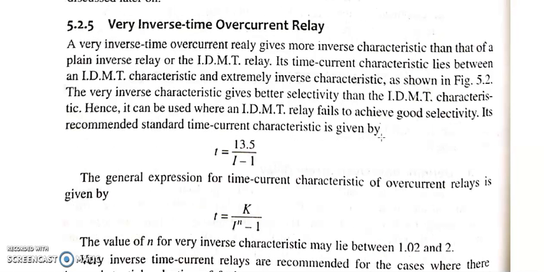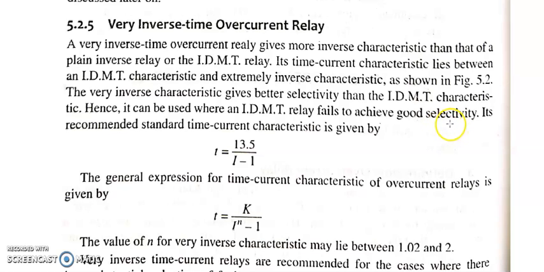Next one is very inverse time overcurrent relay. Again here the name is indicating it is nothing but a normal inverse time overcurrent relay, but it has got very intense characteristics compared to your normal inverse relay or your IDMT relay. So its time characteristic lies in between that of IDMT as well as extremely inverse characteristic relay, which we are going to discuss in the coming section. Hence such a type of relay is used only when your IDMT relay fails to achieve good selectivity.